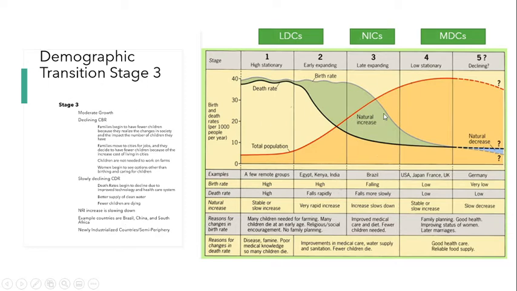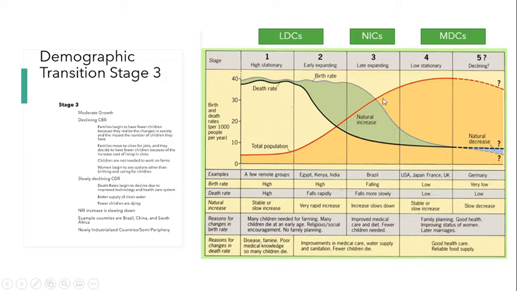Moving into stage 3. That would be this bar right here. Notice that the crude birth rate starts to take a dip. And the crude death rate drops a bit more, less dramatically than it did here in stage 2, but it does still continue to drop.